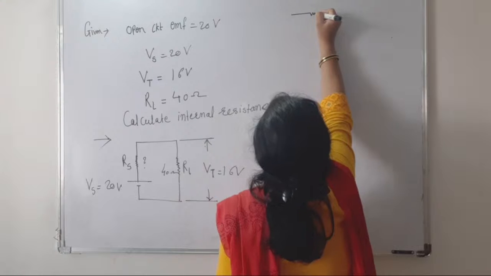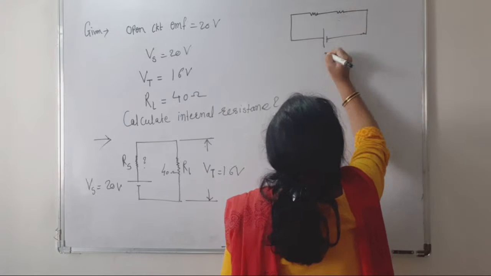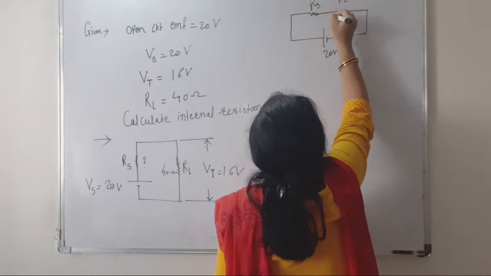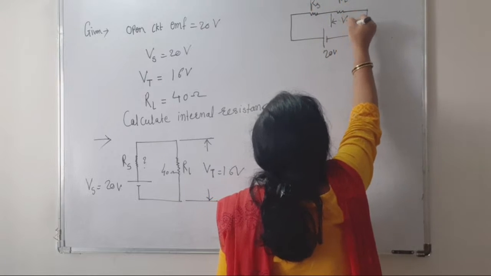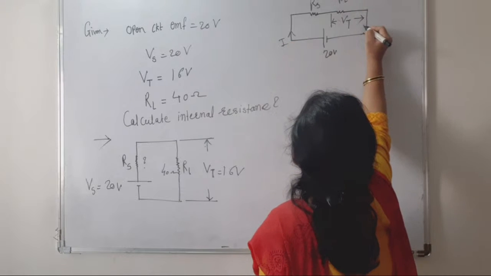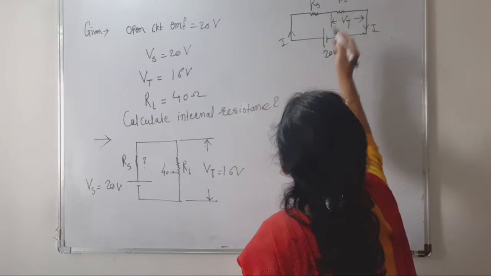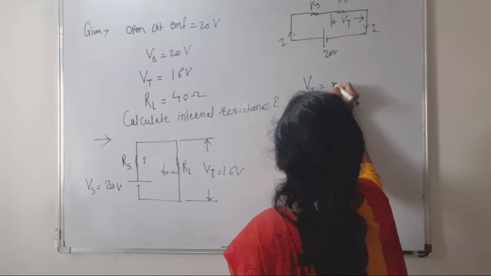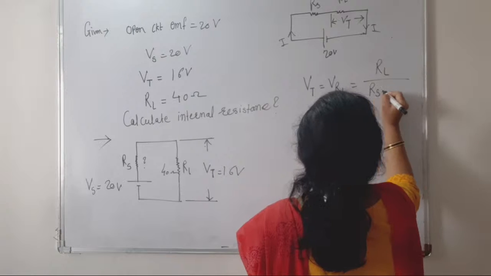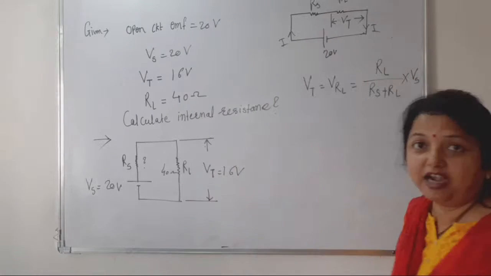बघा, you may write this diagram like this. This is your 20 volt, this is your RS, this is your RL, and RL is nothing but VT, terminal voltage. So how do you calculate? I is the current. Therefore, the voltage across load resistance VT or VRL is equal to RL upon RS plus RL multiplied by Vs. Is it the right formula?